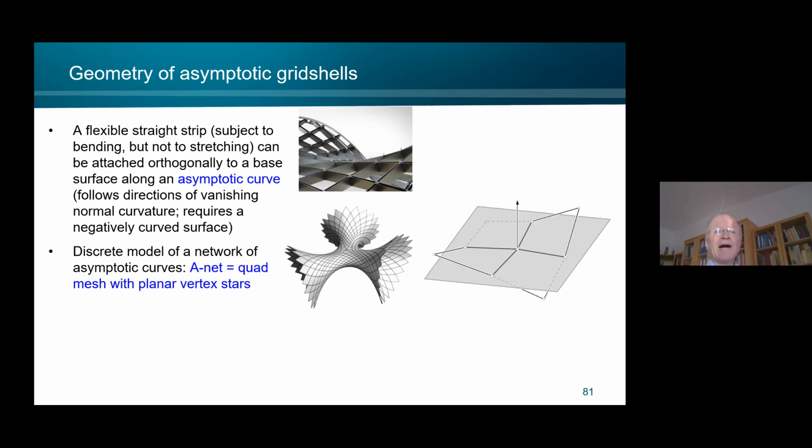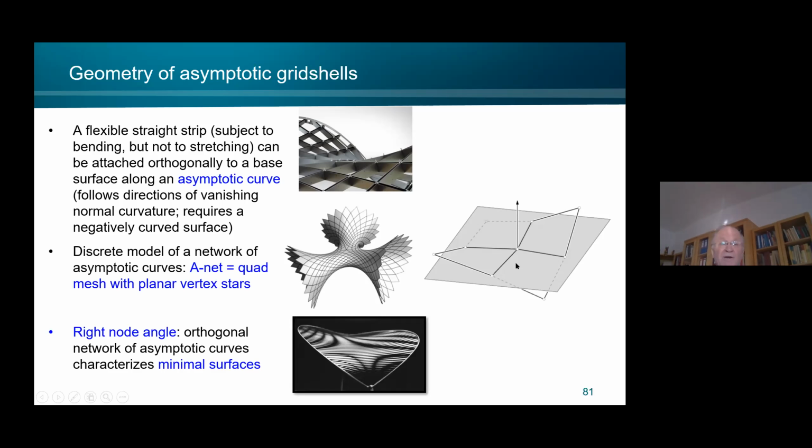We know very well how to discretize asymptotic parametrizations of surfaces. This is done with so-called A nets. It's again a quadrilateral mesh where all the vertex stars are planar. A very simple constraint. And if in addition we have a right node angle, of course we would have a surface where the asymptotic directions are everywhere orthogonal, which would be a minimal surface. So this is the geometry behind.